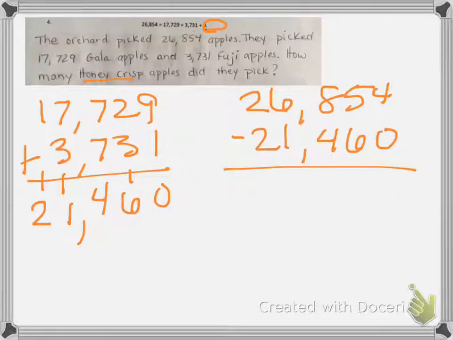4 take away 0 is 4. Okay, we can't do 5 take away 6. We have to go and rename the 8 as a 7. Move 10 over. This is going to be 15. Take away 6 is 9. 7 take away 4 is 3. 6 take away 1 is 5. And then we have 0.